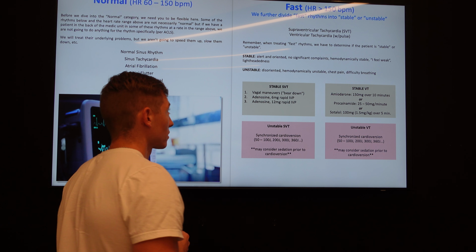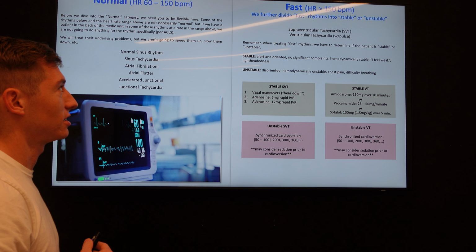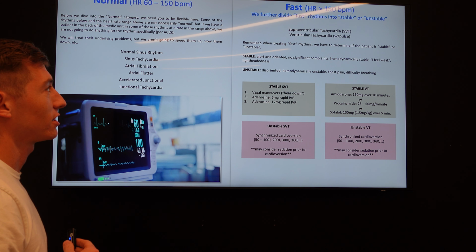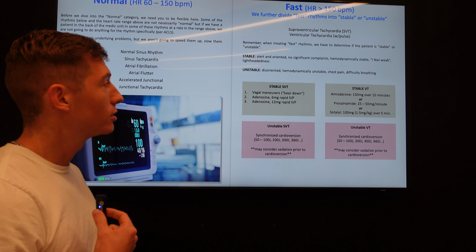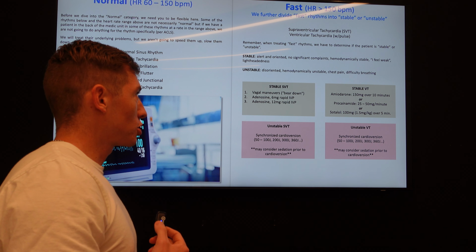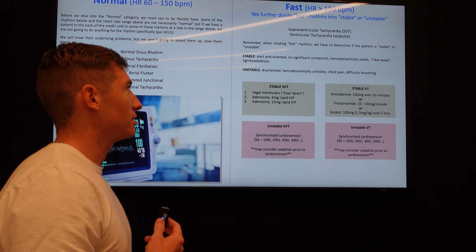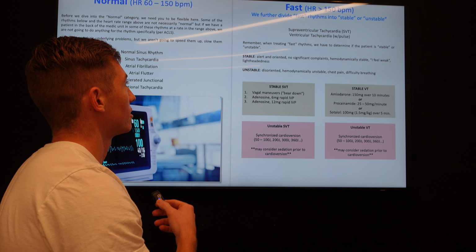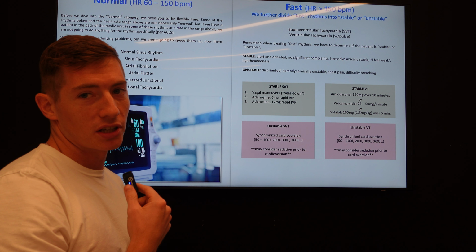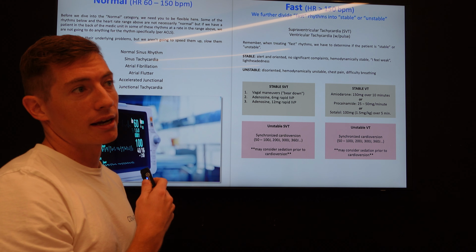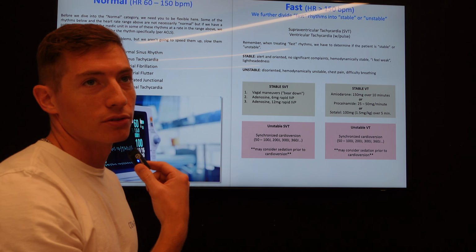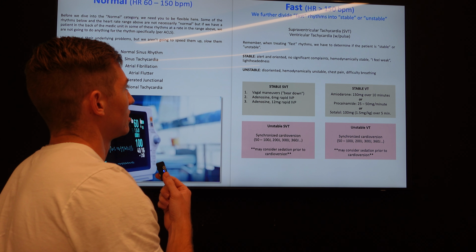the rhythm. Now, if we have fast heart rates, this is over 150, then we want to further divide the fast rhythms into stable or unstable. So there's supraventricular tachycardia, SVT, which means it is above the ventricles, whatever's happening, that's happening. And then there's ventricular tachycardia with a pulse. That's whenever everything that's happening is in the ventricles. And that's going to determine which medications we use, such as adenosine.